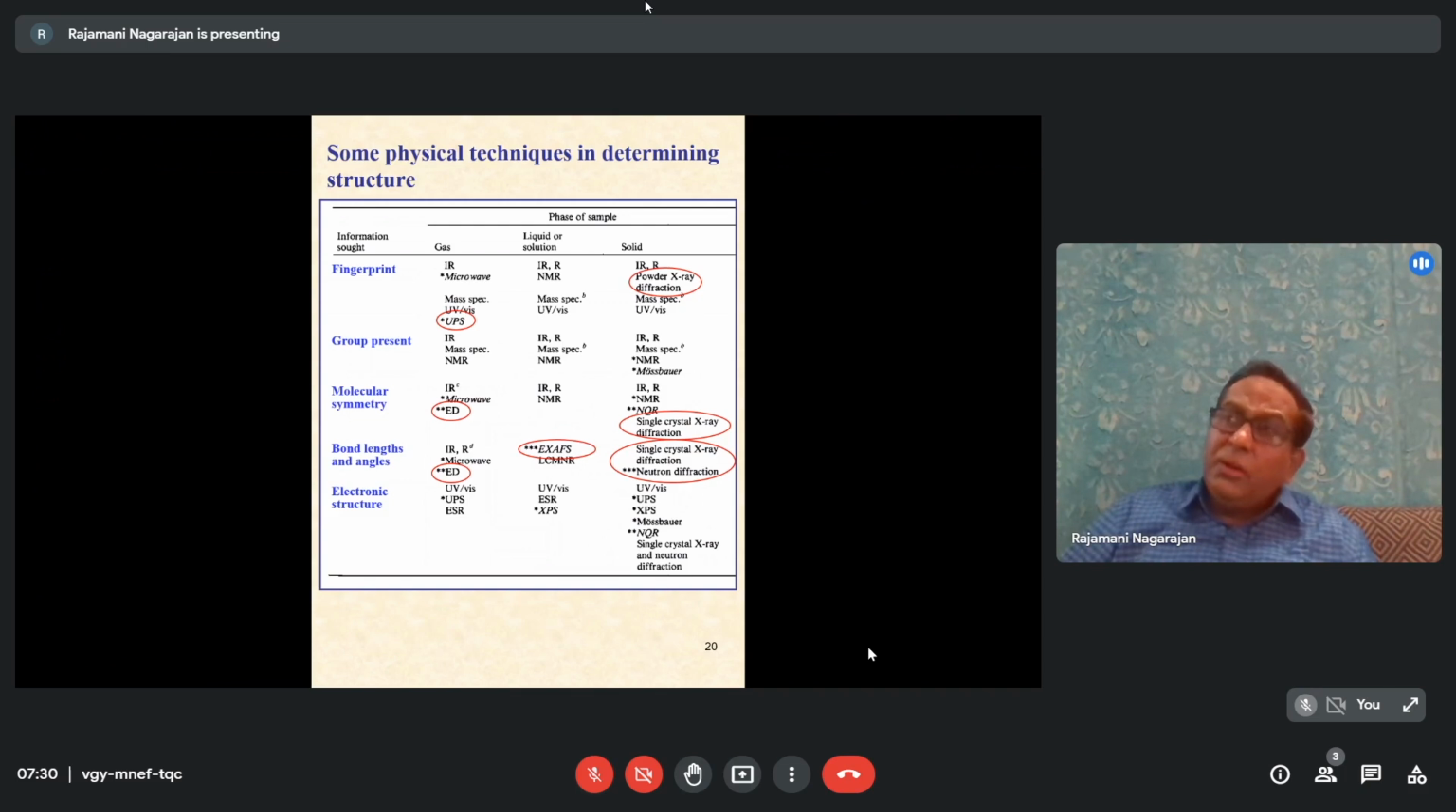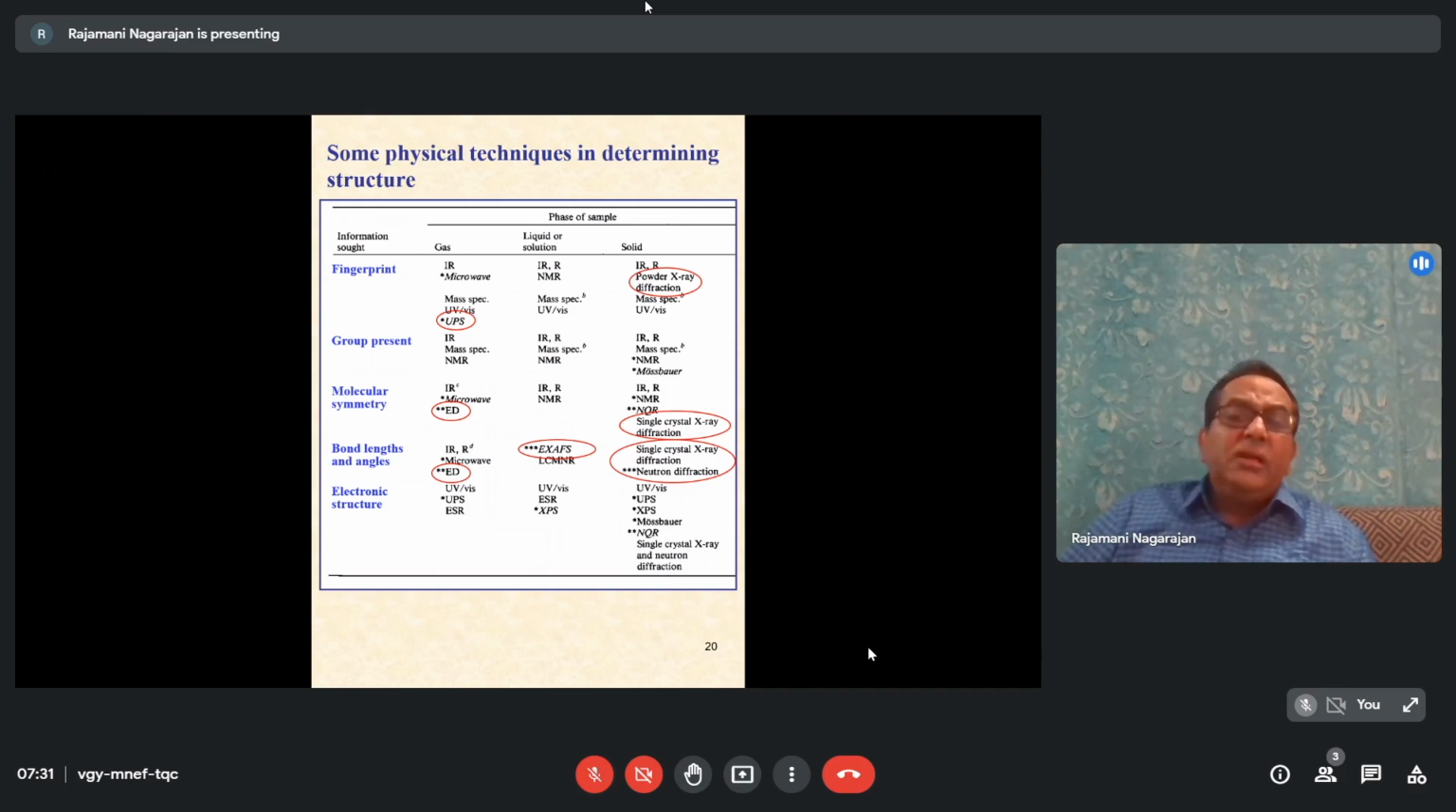And you can also do electron spin resonance of a liquid, and you can also do X-ray photoelectron spectroscopy if it is a liquid, because X-ray photoelectron spectroscopy is a surface technique. So if your sample is a liquid, you can just put a drop or 2 drops on a particular substrate, put a couple of drops and then dry it, and then you can analyze it with X-ray photoelectron spectroscopy.